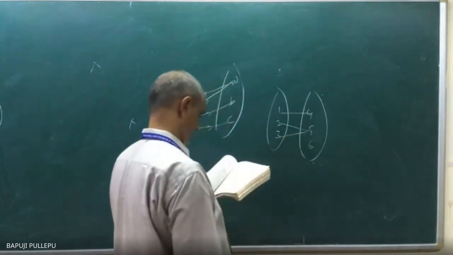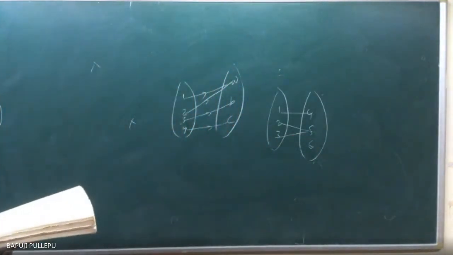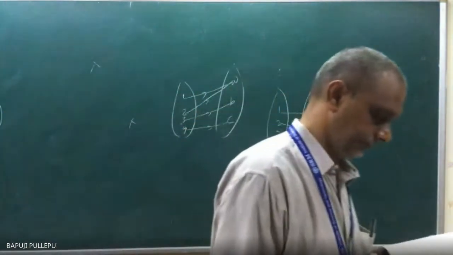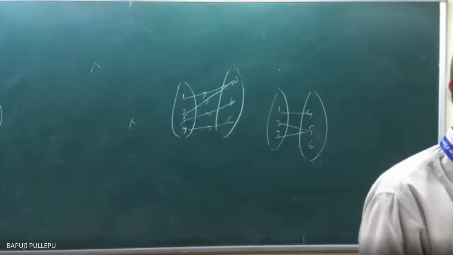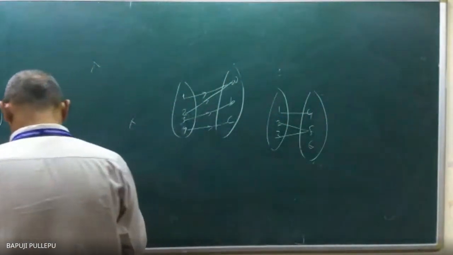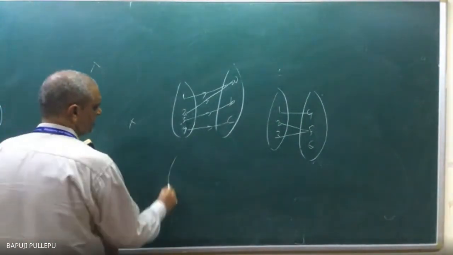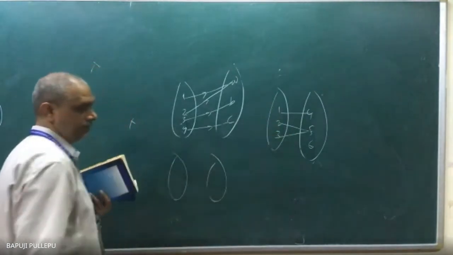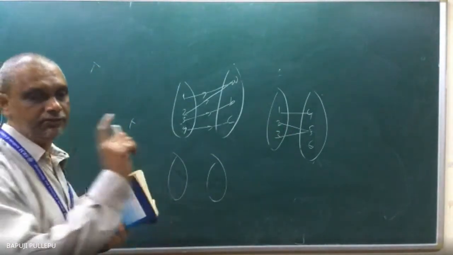Sir, not bijective. Why? Because it's neither 1-1 nor onto. Very good. Both fail. Okay, nice, so you are able to tell everything. Then many to one, lots of things are there. This we call many to one, the constant function. Everything will be the same.